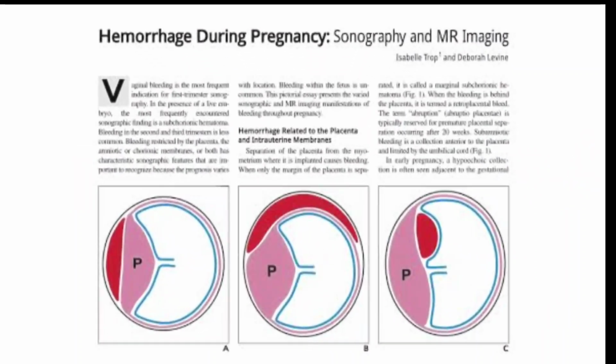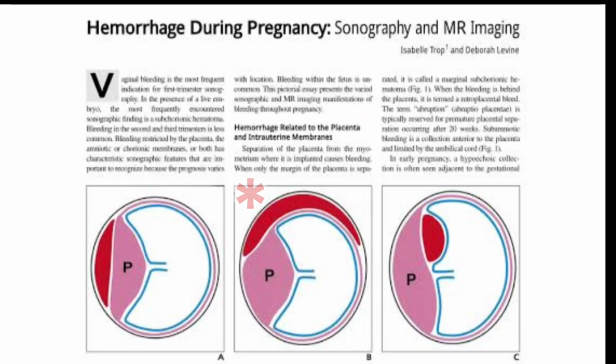So let us know how we assess the size of the hematoma. A hematoma can be considered large if it is greater than 50% of the size of the gestational sac, medium if it is 20 to 50%, and small if it is less than 20%. The gestational sac is the sac in which the baby is present during the pregnancy.